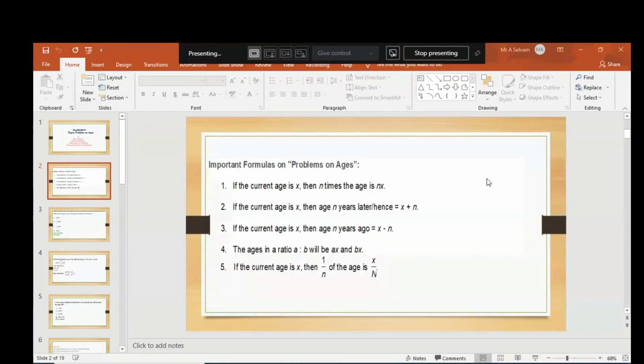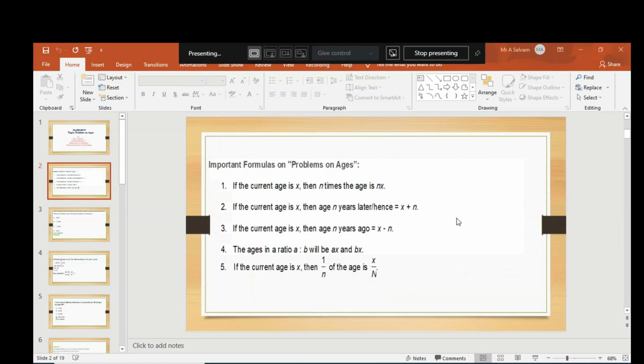Next, if the current age is x, then the age n years later or hence will be x plus n. Likewise, if the current age is x, then the age n years ago means the previous, right? So x minus n.